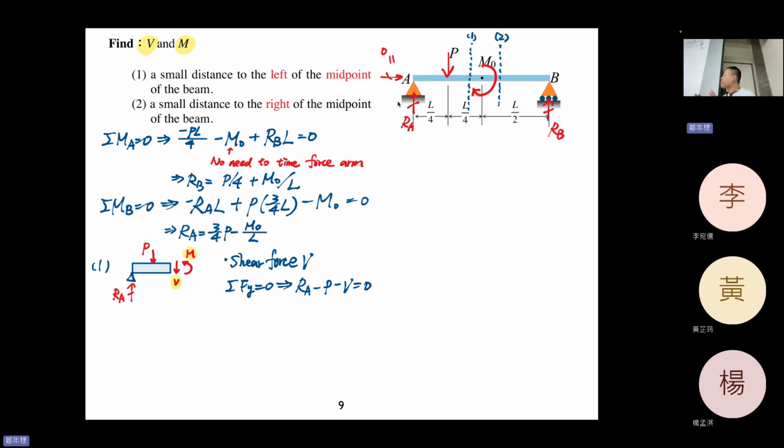The reason why I said you need to pay attention is that when we define V as positive, when you do the force balancing, it becomes negative. This is really confusing because they are separate. So you need to be careful.